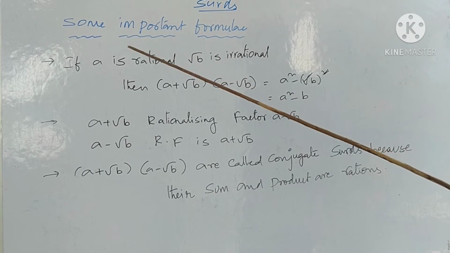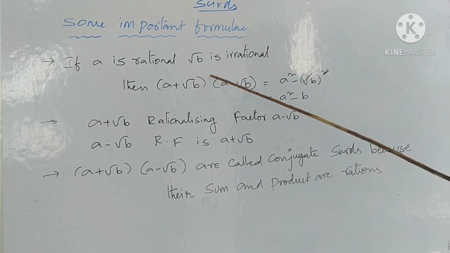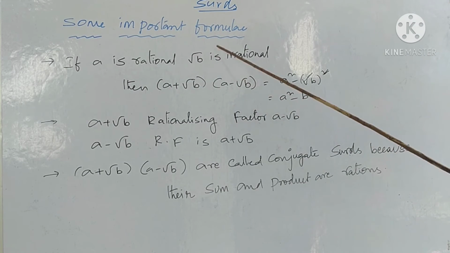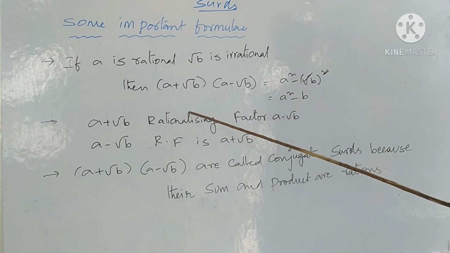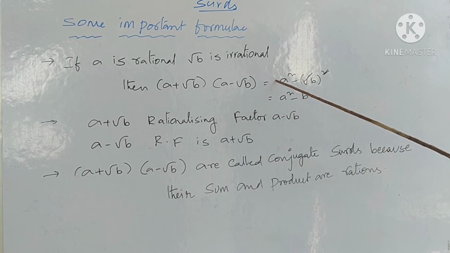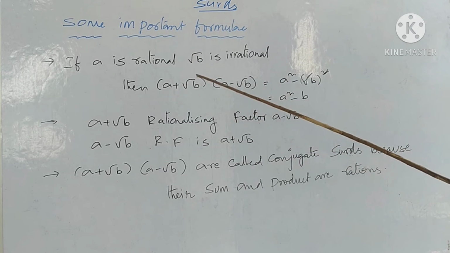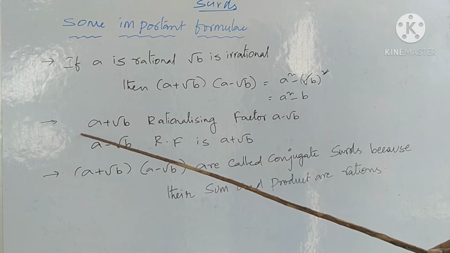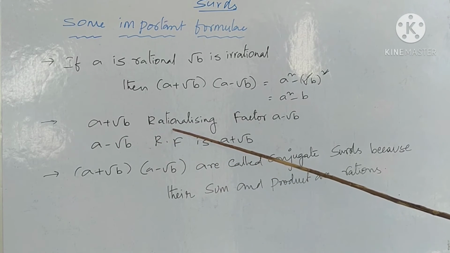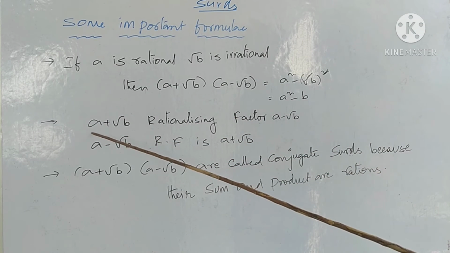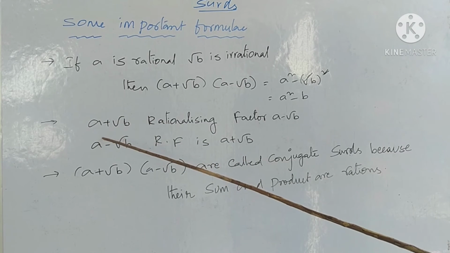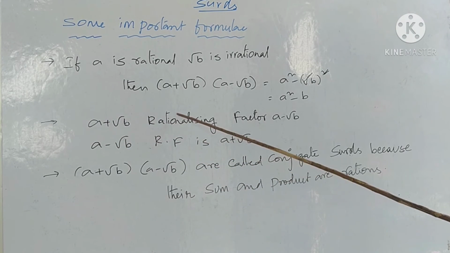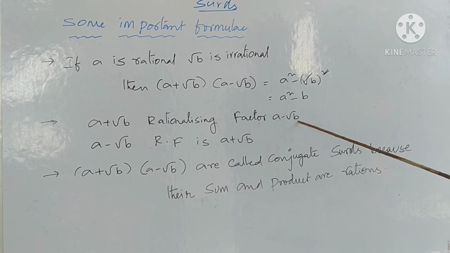Some important formulas of surds. If a is rational and root b is irrational, then a plus root b into a minus root b is of the form a plus b into a minus b. So a square minus b square; here the square root cancels, and the result is a square minus b. Next formula: a plus root b, rationalizing factor. When the denominator has a plus root b, the rationalizing factor is a minus root b.